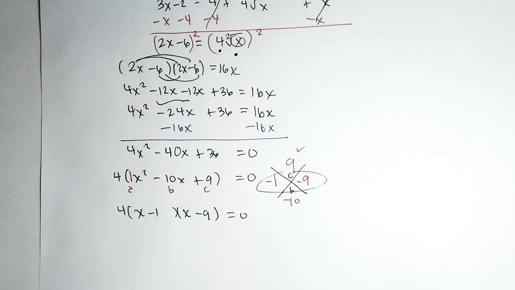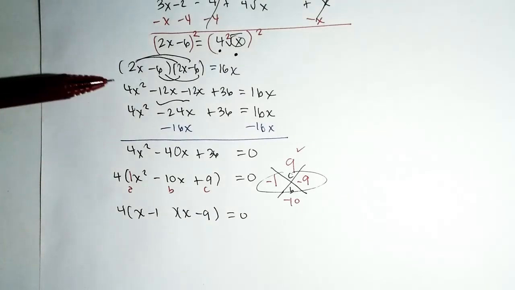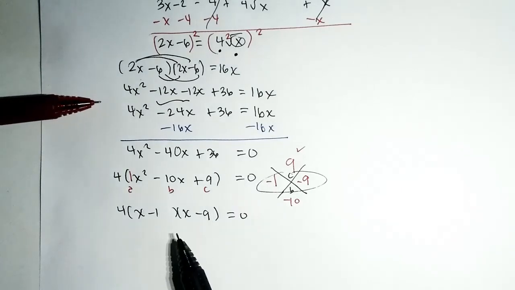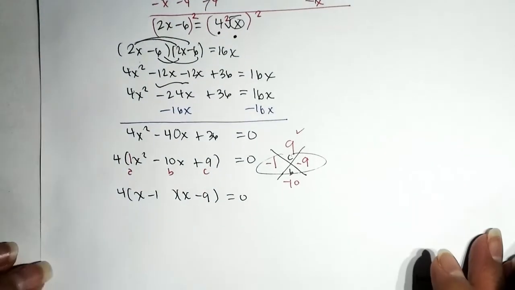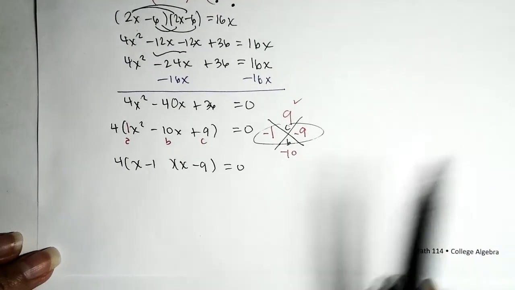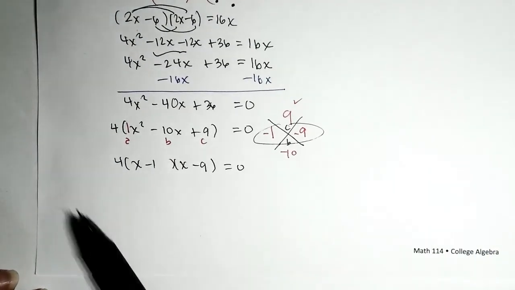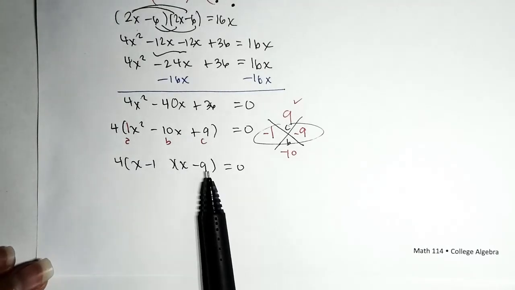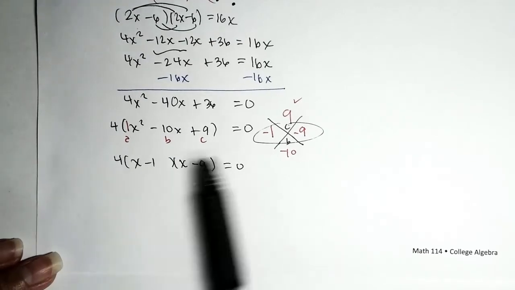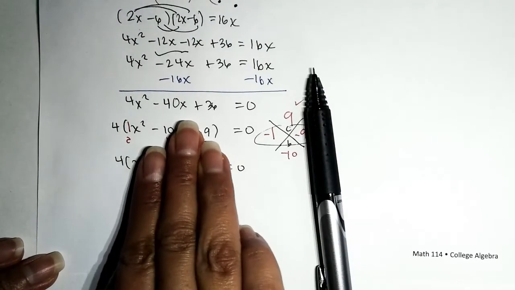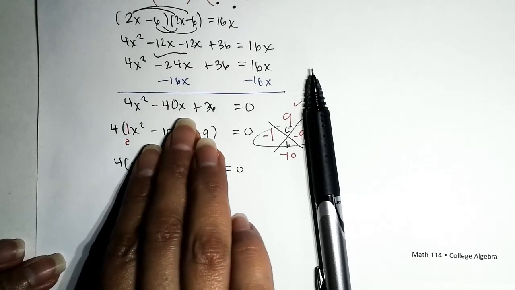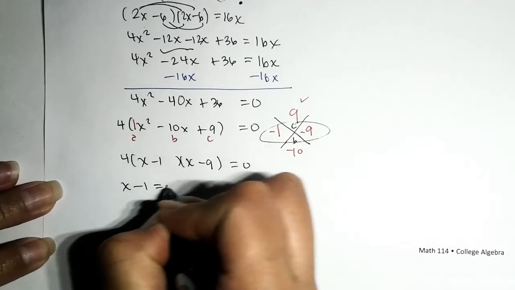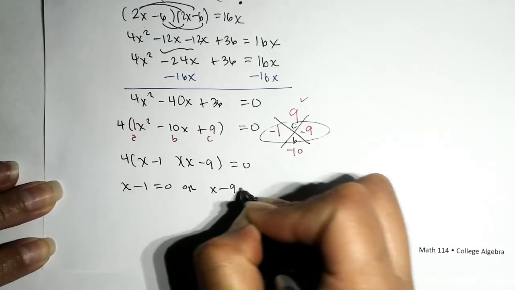So again, we are solving by factoring. When it comes to solving quadratic equations by factoring, our first goal is to set the equation equal to 0, factor completely, and then apply the zero factor property. The zero factor property states that if a product equals 0, one of the factors has to equal 0. 4 doesn't have a variable, so it wouldn't make sense to say 4 equals 0, so we're just going to skip it. So either the next factor equals 0 or the third factor equals 0.